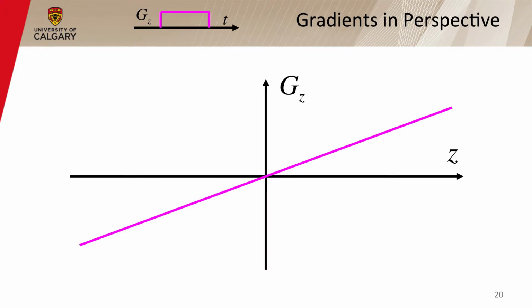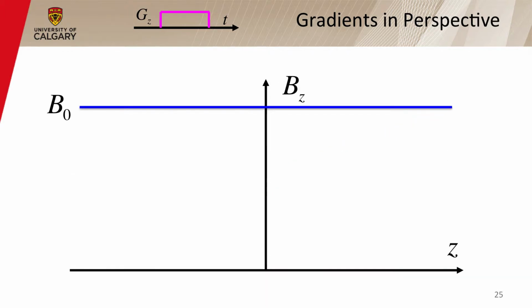And just to put that in perspective, I showed you this graph a little bit ago where we looked at GZ as a function of Z. It looks something like this if we're applying a positive GZ. Well, remember, it's a very small magnitude compared to our main B0, so it really looks something more like this.